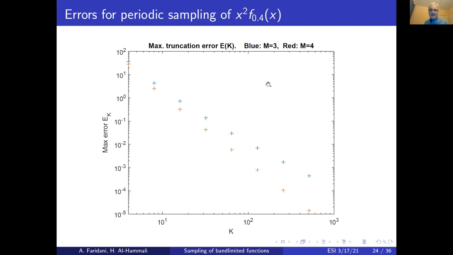And M equals three was maybe the minimal choice here. And M equals four is one additional sample. And again, we see that one additional sample gets a substantial increase in the convergence speed, just as expected with O of capital K to the alpha minus M.